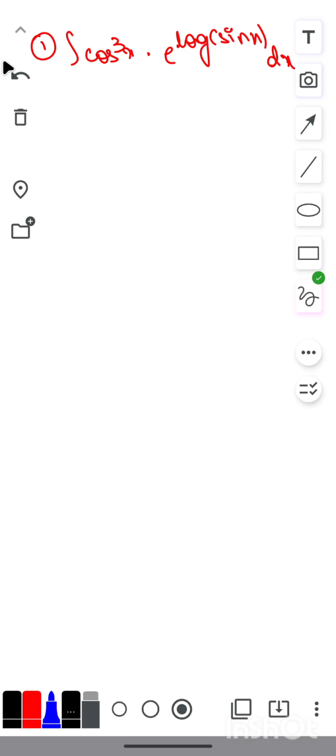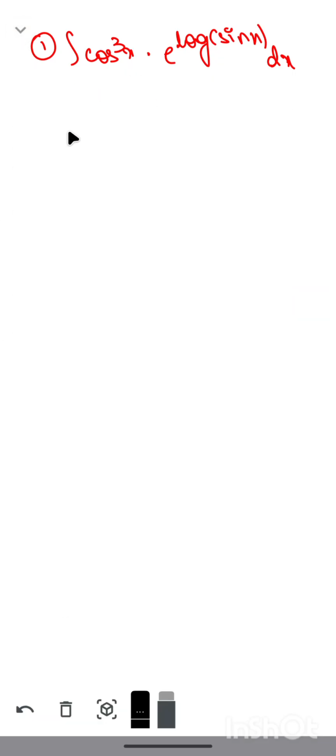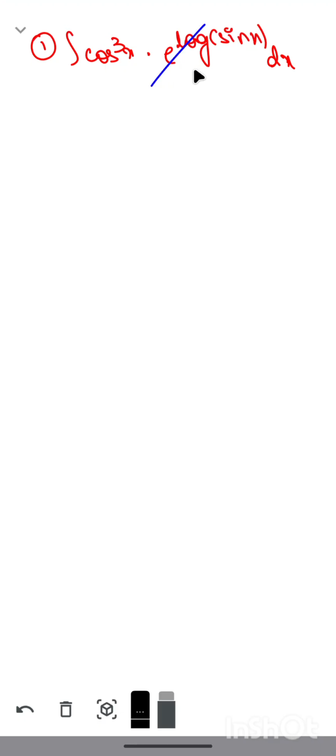you can rewrite the given problem. So how can we rewrite? We all know very well e to the power log both will get cancelled because e and log are reciprocal to each other. So the given question can be rewritten as integration of cos cube x into sin x into dx.